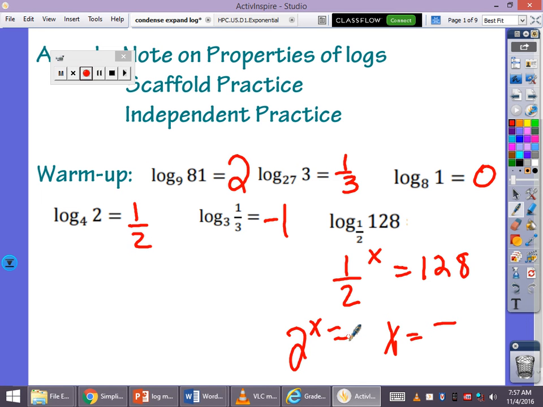Keep going. 2, 4, 8, 16, 32, 64, 128, 7. So -7 is the answer. Cool? Work through it, use what you know. Okay, pause for a second while I hand out the worksheet.